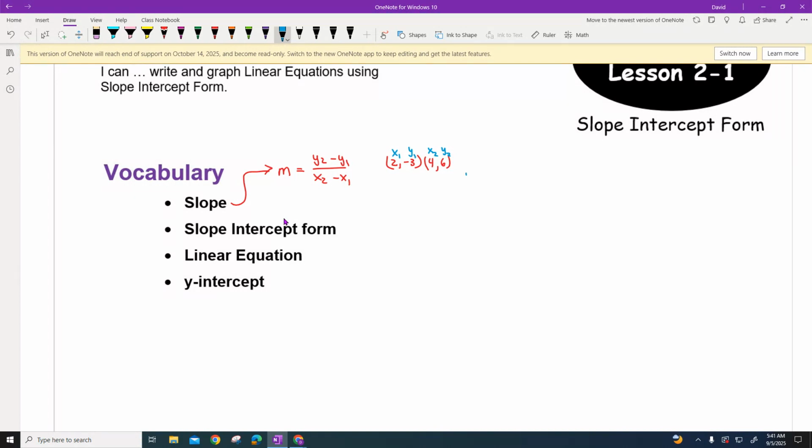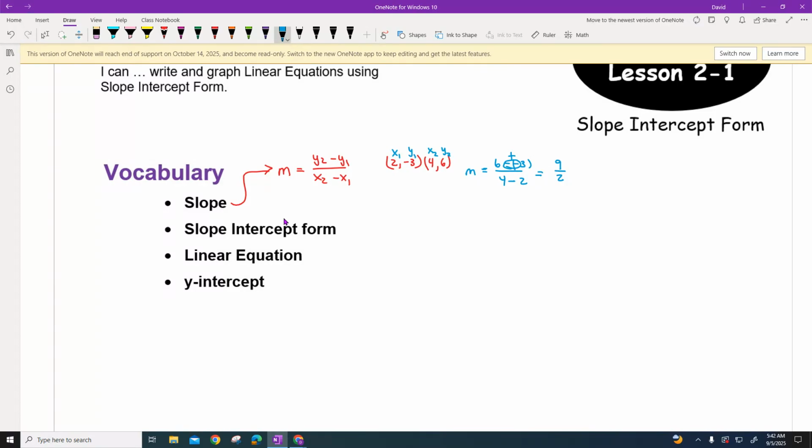Okay, so now this is how you use that formula, and we hope you can do this very efficiently. Y sub 2 is this guy, 6, minus what's in the formula, minus 3. Back over to x sub 2, which is 4, minus, in the formula, 2. So now we got plus here, because a minus minus is a plus, so that's 9, and 4 minus 2 is 2. Now, that's an improper fraction, but because we're doing slope, we're going to leave it that way unless it's a word problem, okay?